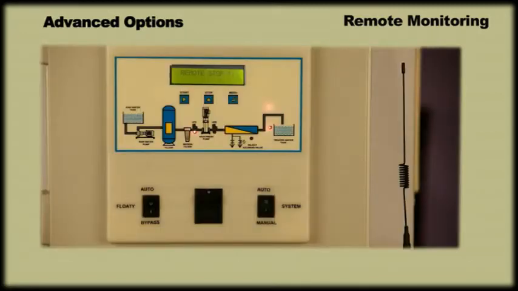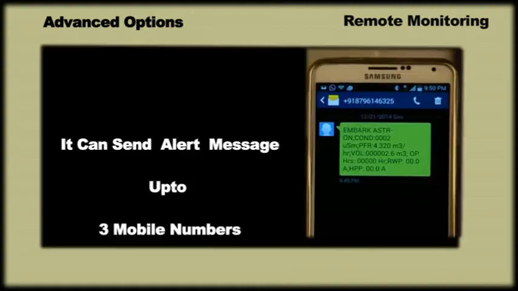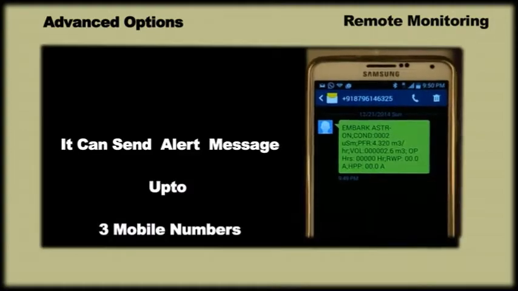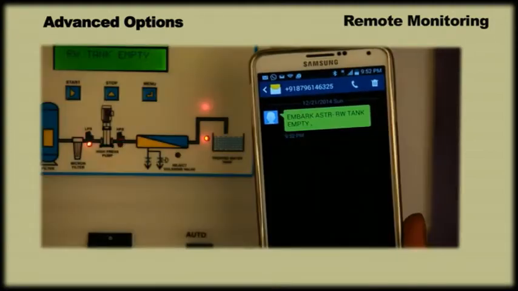The plant can be started or stopped by a simple command from a registered mobile number. The RM panel can send out alert messages to up to 3 mobile numbers. The advantage of an RM panel is that it alerts you at the right time, which saves you from any kind of inconvenience. Troubleshooting.